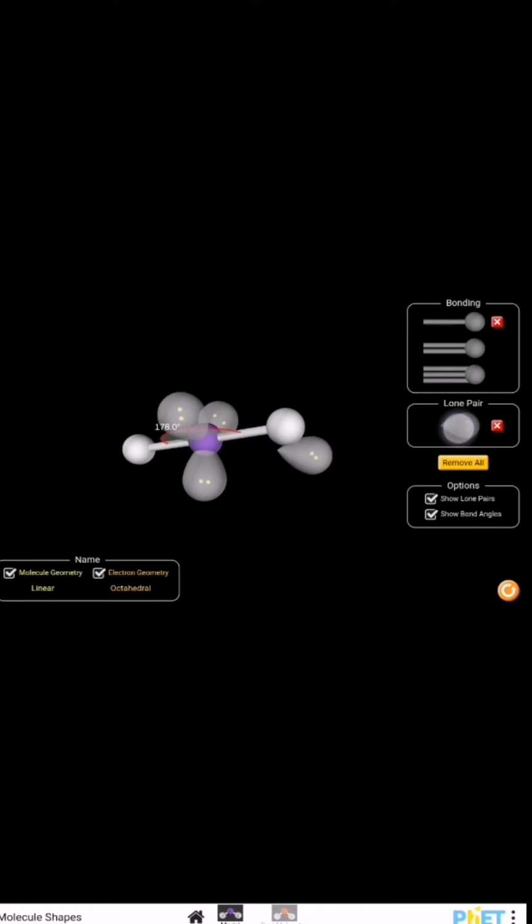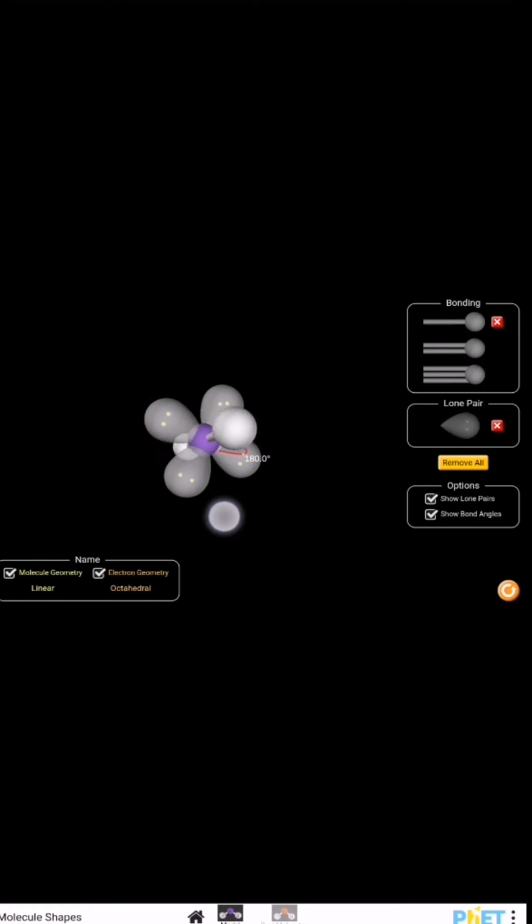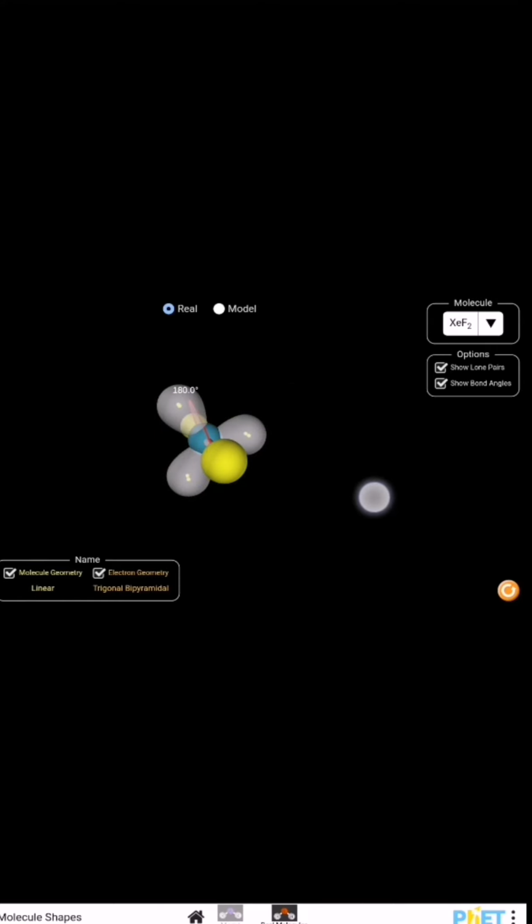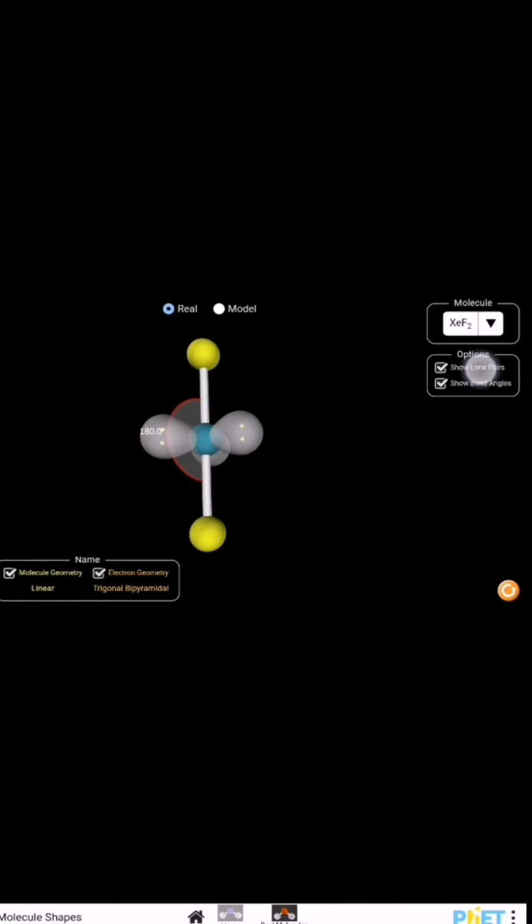But when we add 3 lone pairs, it's back to linear. For example is xenon difluoride.